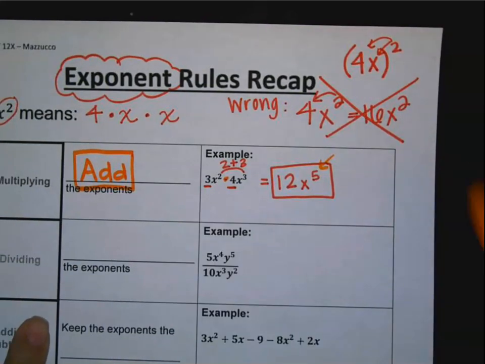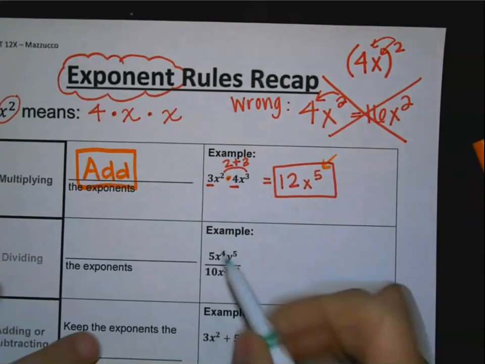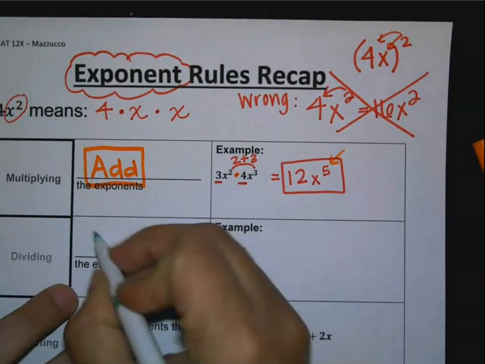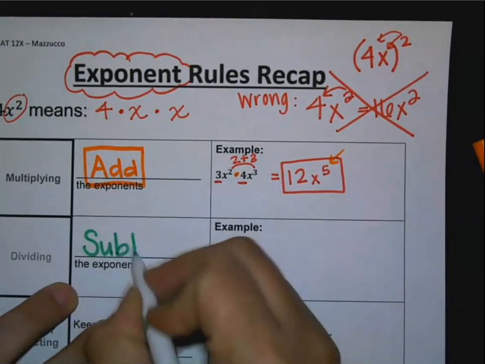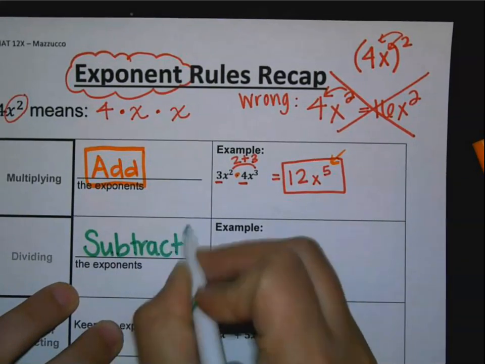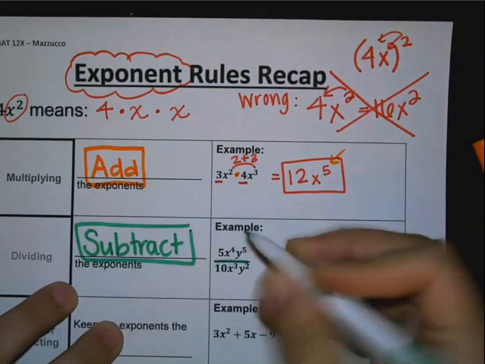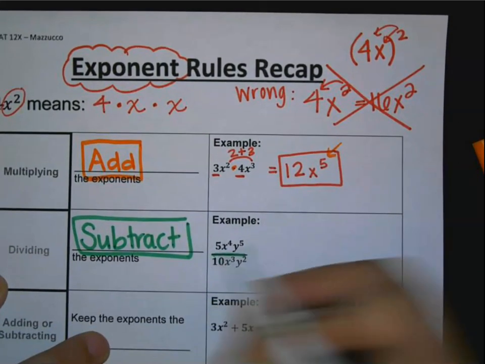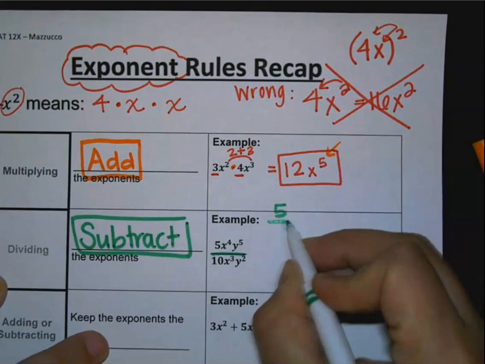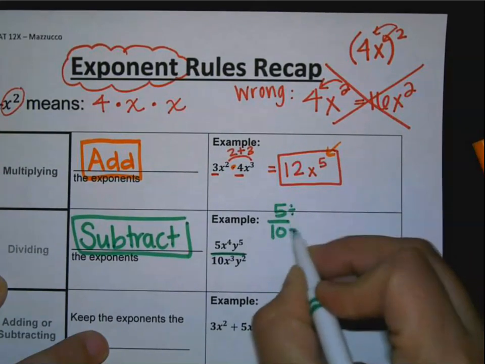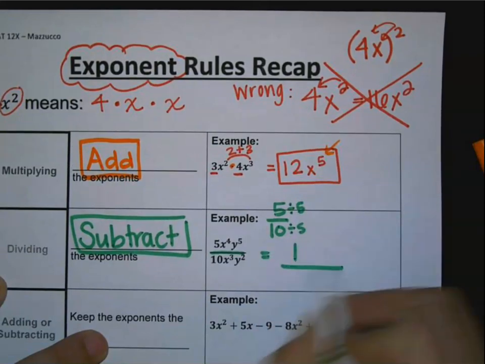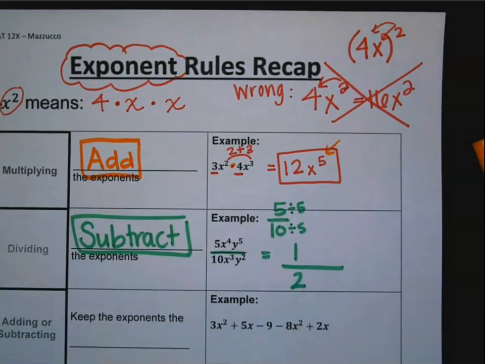All right, our next rule is when dividing. We know we're dividing when we see that fraction bar, and the rule is to subtract the exponents. The 5 and the 10 here are not exponents, so we are going to simplify 5/10 just like normal. 5 can divide into both of these, and we would get 1/2. That part is just like normal.